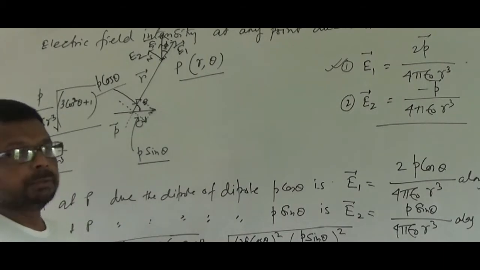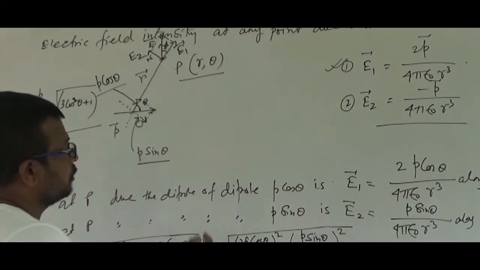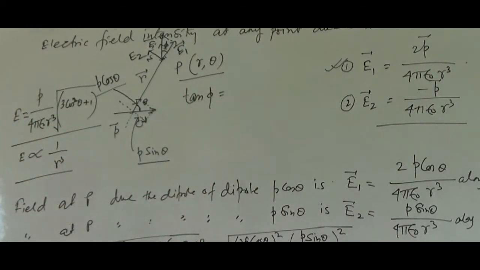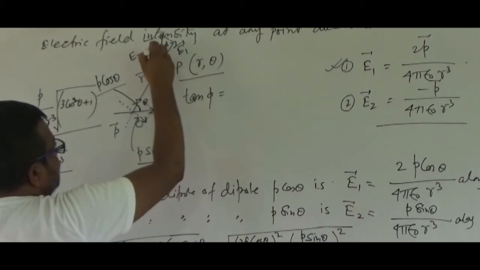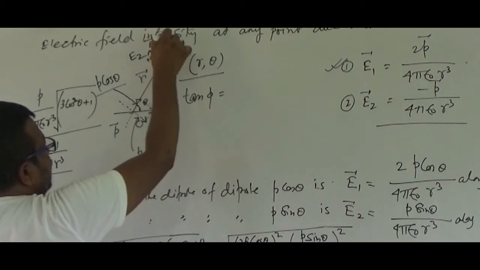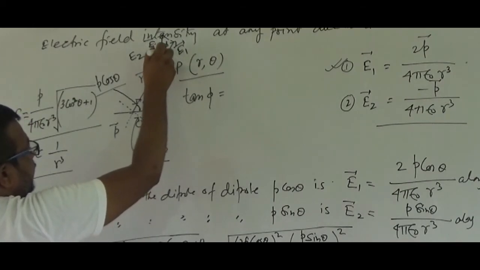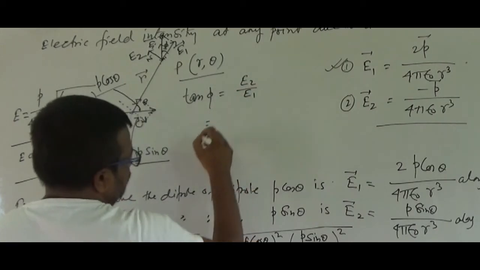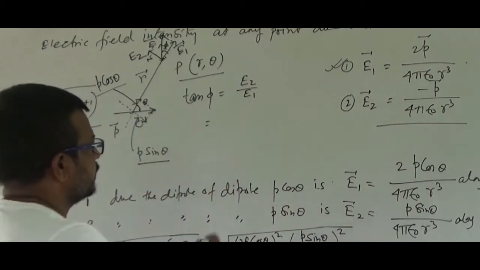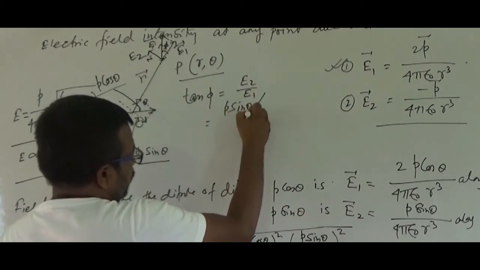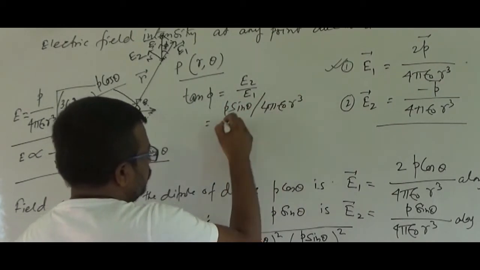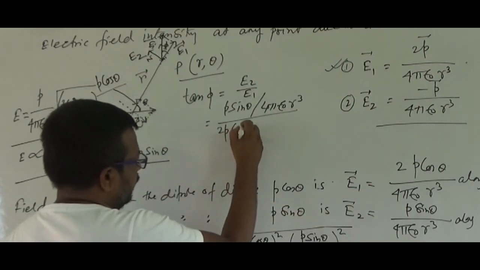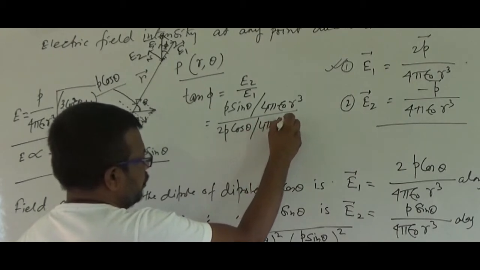We get the direction if we find the angle phi. Now we can write tan phi is equal to what? Tan phi. This is phi. This is E2. Therefore this length will be E2 and this length is E1. And tan phi will be equal to E2 by E1. Now E2 is what? This is P sin theta divided by 4 pi epsilon naught r cube. And E1 is what? This. Therefore you can write 2p cos theta divided by 4 pi epsilon naught r cube.